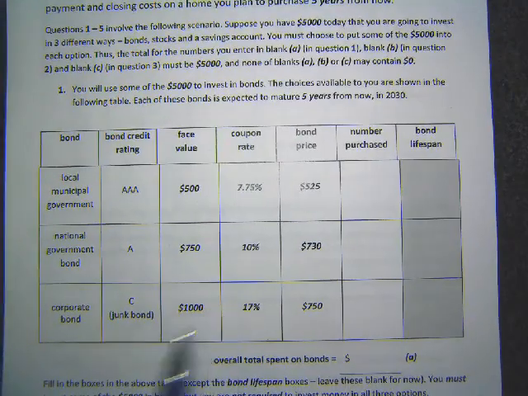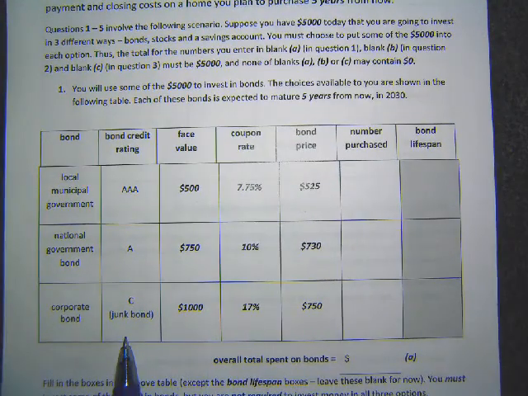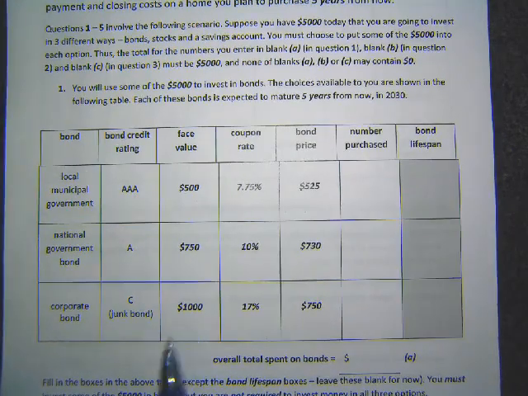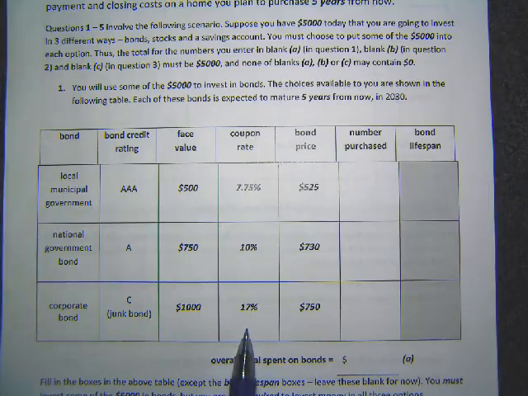Last one's the corporate bonds. These are called junk bonds. It's kind of slang term for this. These are a little more risky. They're only a C rating. They are $1,000 originally, but because they're so risky, they're actually selling at $750 because there's a chance that they won't pay you back. These also pay a pretty high interest rate, 17%.